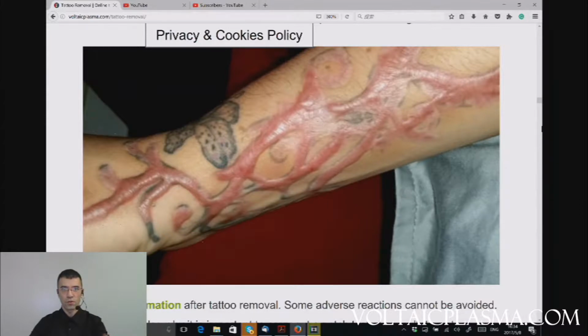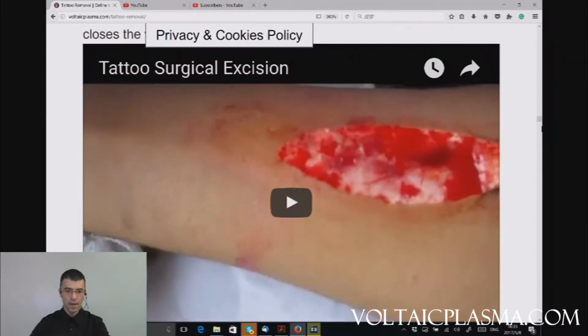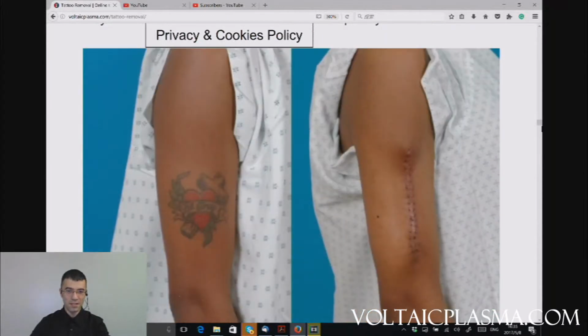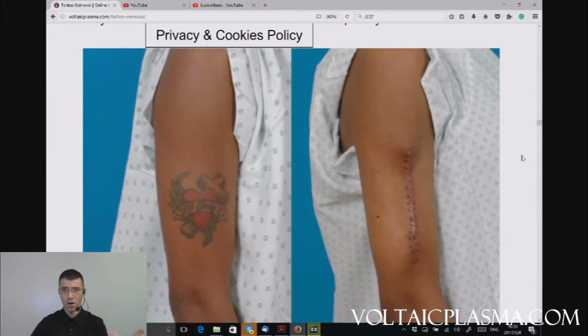So when you touch the dermal layer, you can get a number of reactions, including keloidal formations, if you're prone to them. So we're going to jump onto the next picture right now. This is a tattoo surgical excision. And it is our opinion that sometimes it is much, much better to go through surgery than going through tattoo fading procedures. And this is because, and this does not apply to all tattoos, of course, only to certain tattoos where it's actually practical to do so.